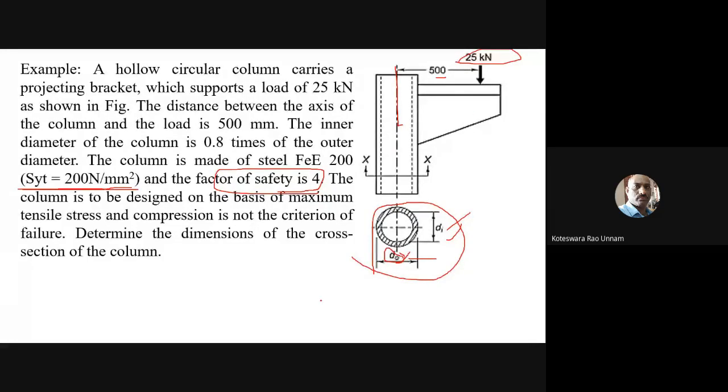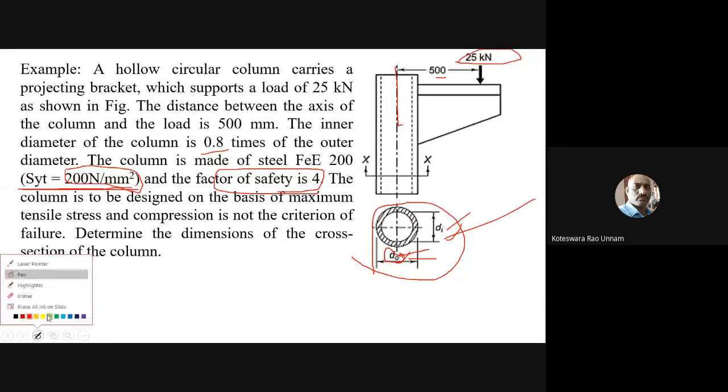Then take that resultant tensile stress and equate it to the allowable tensile stress, which is 50 MPa. So that is your design equation. Once you solve that equation, you will get the dimension d naught. Once you have d naught, you can compute di. di is nothing but 0.8 d naught. So with that, you will get the answer.